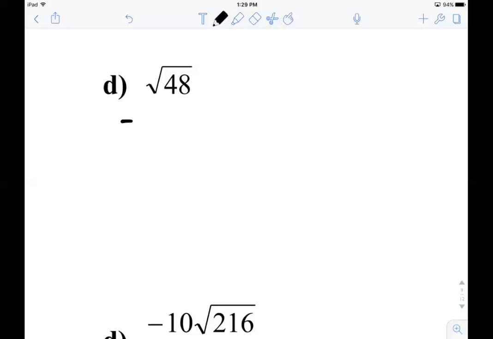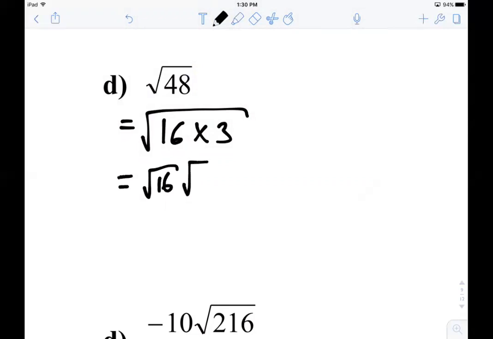So 4, I mentioned, would be one perfect square that's available if I did 4 times 12. But 48 also has other factors like 16 times 3. And I'm going to use this one, 16 times 3 in this case, instead of doing 4 times 12, because now 16 is an even larger perfect square. So try and find a combination that gives you the largest possible perfect square number as part of your factors. So now I can say it's really root 16 multiplied by root 3, or because root 16 is really just 4, this is 4 root 3 in its simplest form.